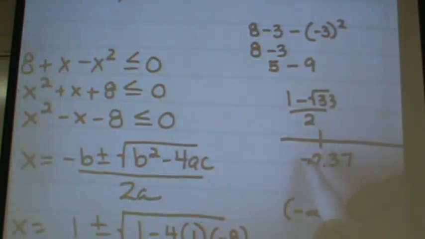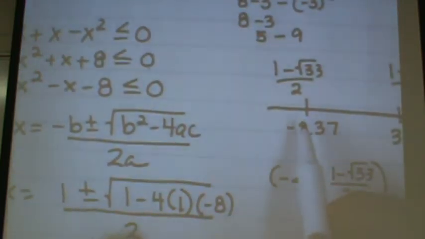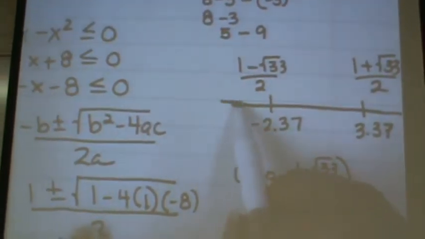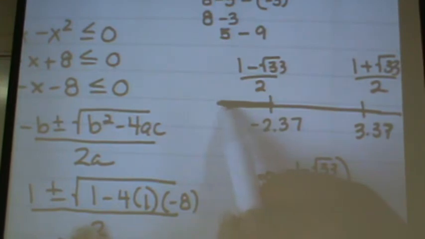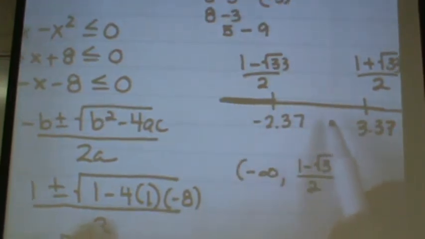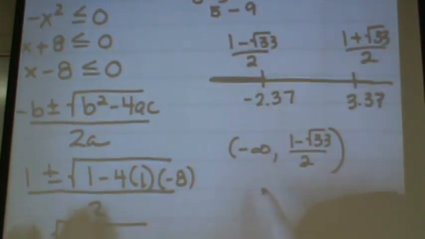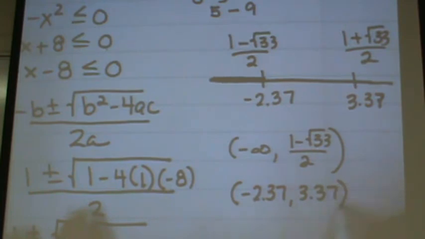That's going to give you a negative number. Is a negative number less than 0? Yes, it is. So this region works. Okay, now let's put in a number between -2.37 and 3.37, like 0.